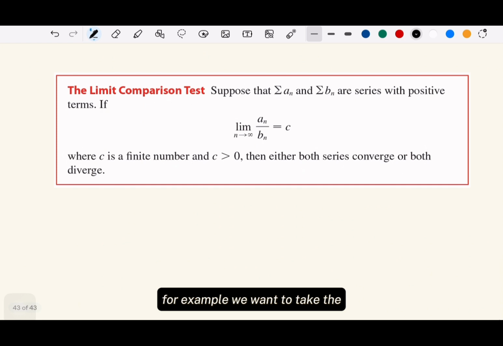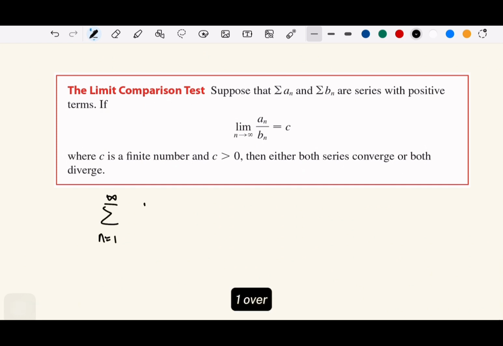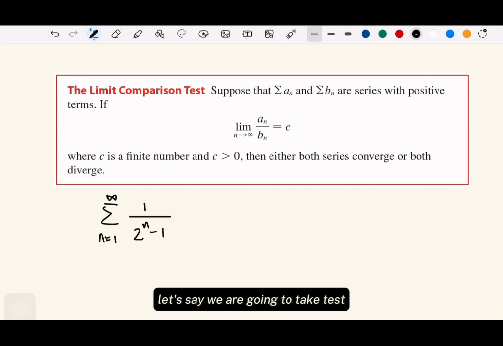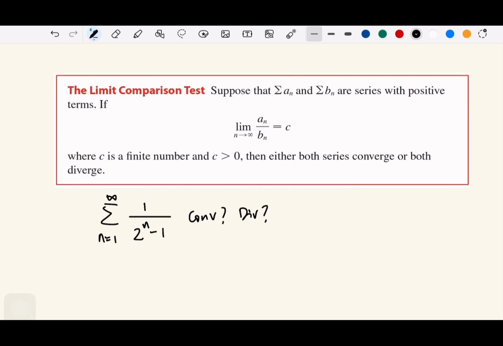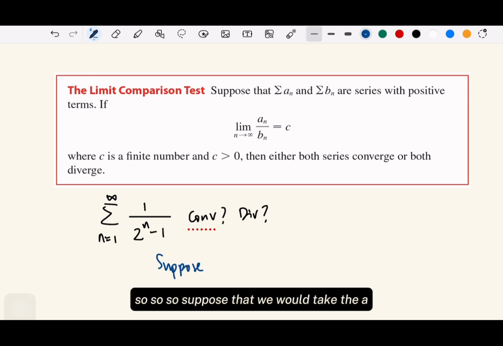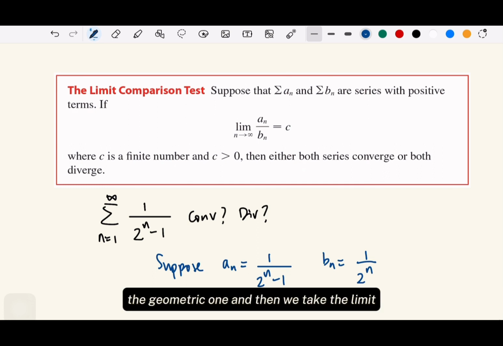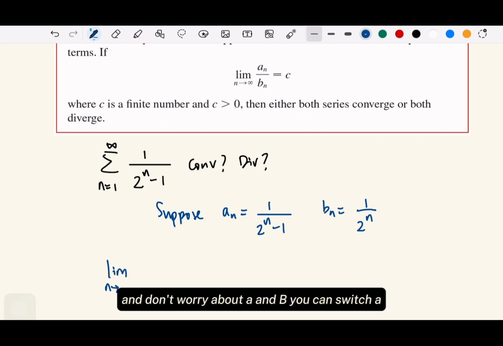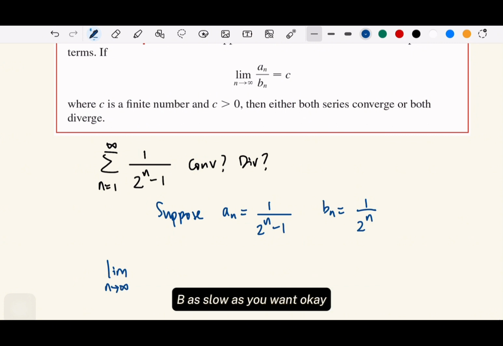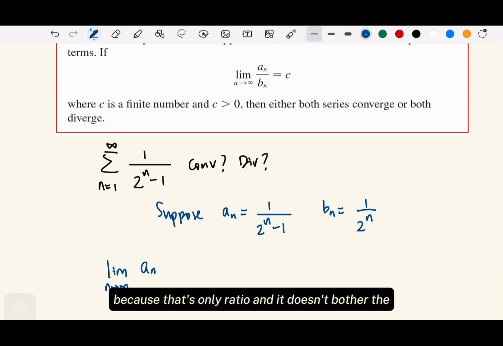For example, we want to take the series 1 over 2 to the power of n minus 1. Let's say we are going to test its convergence or divergence. So suppose that A is the series in question, and B is our known series, the geometric one, which we know will converge. And then we take the limit. Don't worry about A and B. You can switch A and B as you want, because it's only a ratio and it doesn't affect the definition. So let's say we take this limit.